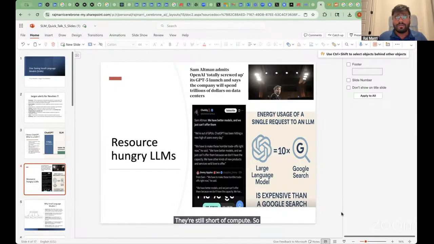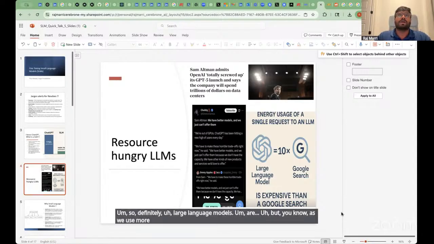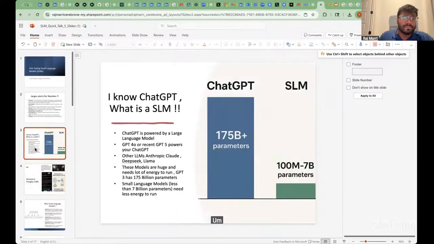Because it takes a lot of compute and a lot of energy to host these models, they are building nuclear power plants to get more energy to fuel AI. So definitely, as we use more large language models, the resources needed for them keep increasing exponentially, and we are seeing that now.